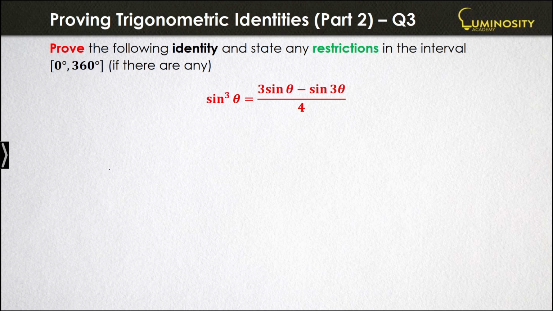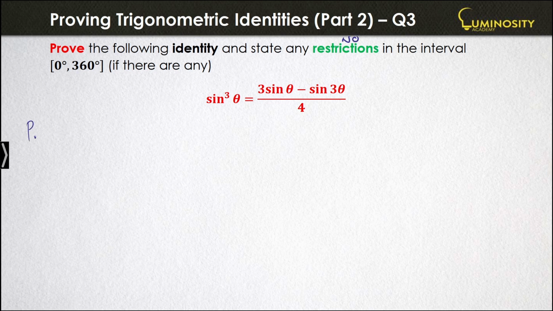So in terms of restrictions, there's nothing restrictive on the left hand side for sine because theta can be any angle. And the same thing for the right hand side. Theta can be any angle for sine theta and sine 3 theta, because when you divide by 4, it's fine. There's nothing restrictive going on. If there was some division by 0, then we would have restrictions. So there are no restrictions.